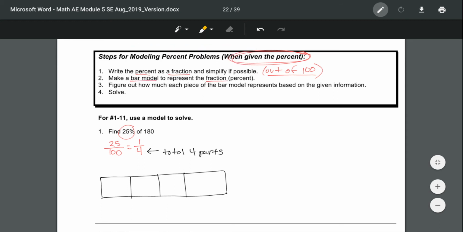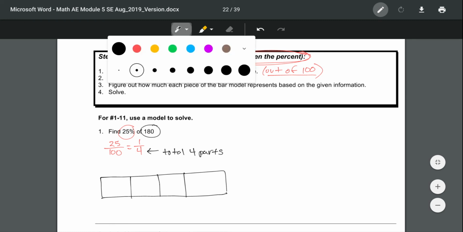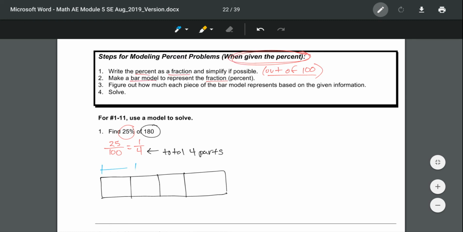Then the total value of that rectangle is 180. So I'm going to label the total value of the bar model 180. Now I need to figure out the value of each part in your bar model. So I need to take 180 and divide it by 4. 180 divided by 4 is 45. So now we're going to label each part as 45, because that's the value of each part.